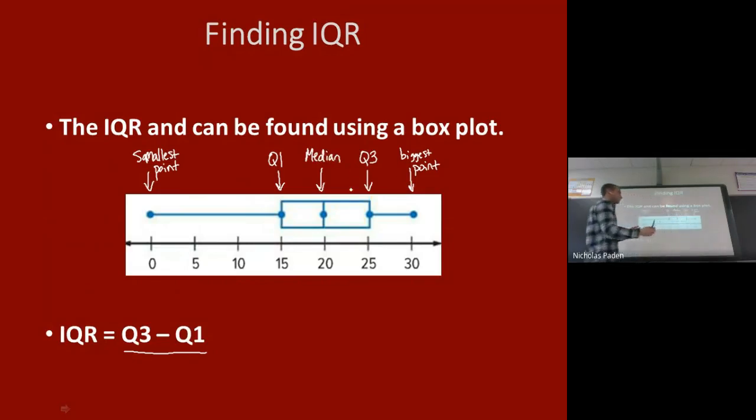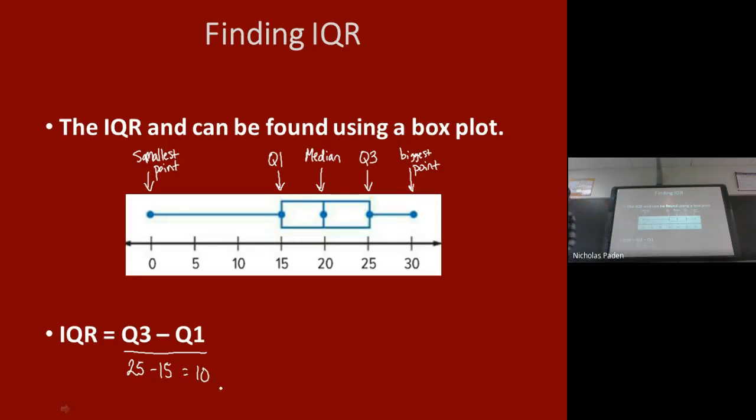So we've got the box where most of the data points are. The median is right in the middle. Q3 is the biggest number in the box, and Q1 is the smallest number. So in this example, Q3 minus Q1 would be 25 minus 15. So the IQR would be 10.